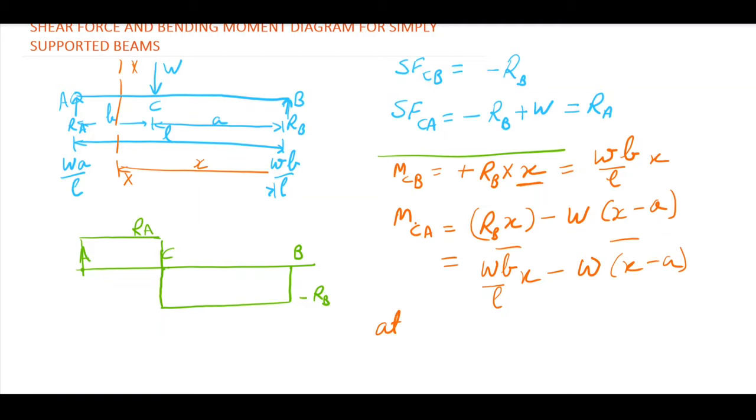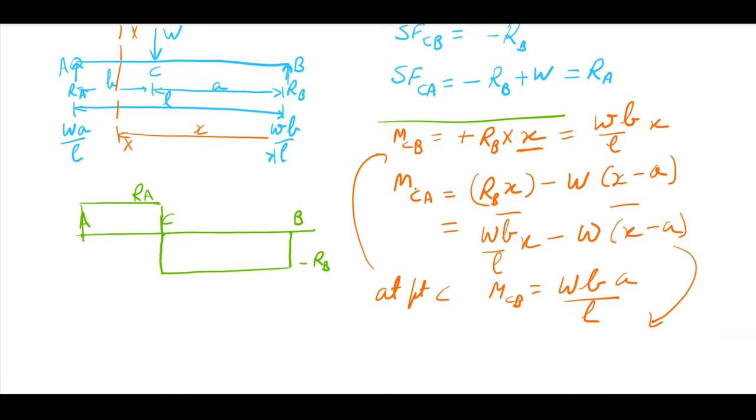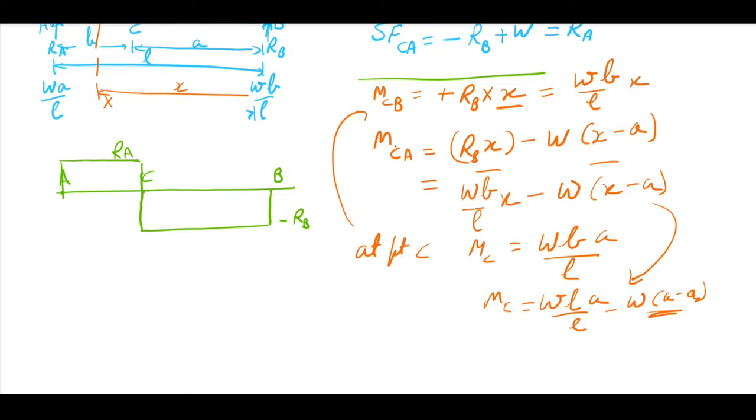So at point C, from this equation I get MCB is equal to WBA by L. From this equation I get MC is equal to WBA by L. I just put the value of X is equal to A. So this term becomes 0. So you can see that in both the cases it is coming equal.